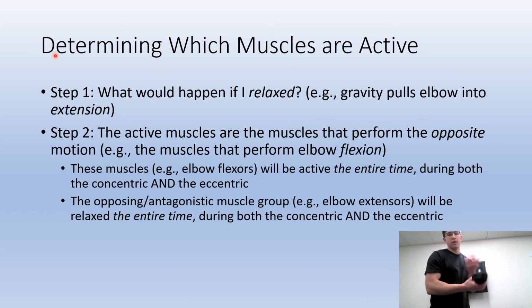On the other hand, the antagonistic muscle group, in this case the triceps or the elbow extensors, can actually be relaxed the entire time. So they're not contracting concentrically, they're not contracting eccentrically, they're just relaxed the entire time. And if you think about it, this should make sense, because the action of the triceps is to extend the elbow like this, but we don't need them to be on because gravity is already trying to pull us into elbow extension. So it would be a waste to have both gravity and the triceps trying to pull us into elbow extension.